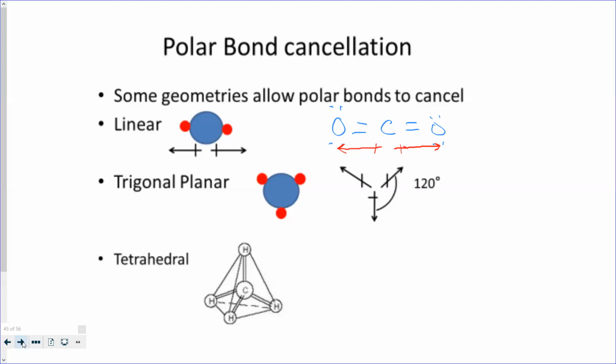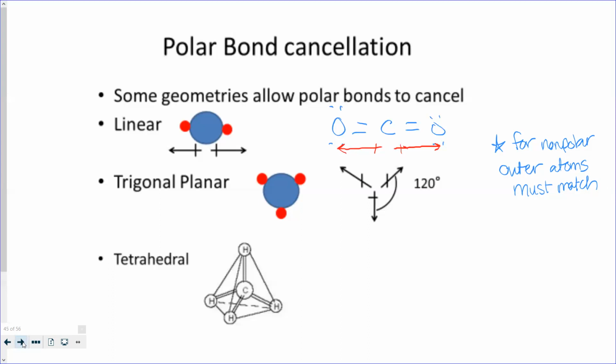For trigonal planar, the same kind of thing applies. If there are not dots on the center atom, it allows all of those to pull against one another and cancel out. Same thing with tetrahedral. Where I said that there are exceptions to everything, I'm going to put on here for nonpolar: outer atoms must match. So it is possible that you have something linear that is polar if those outer atoms do not match.